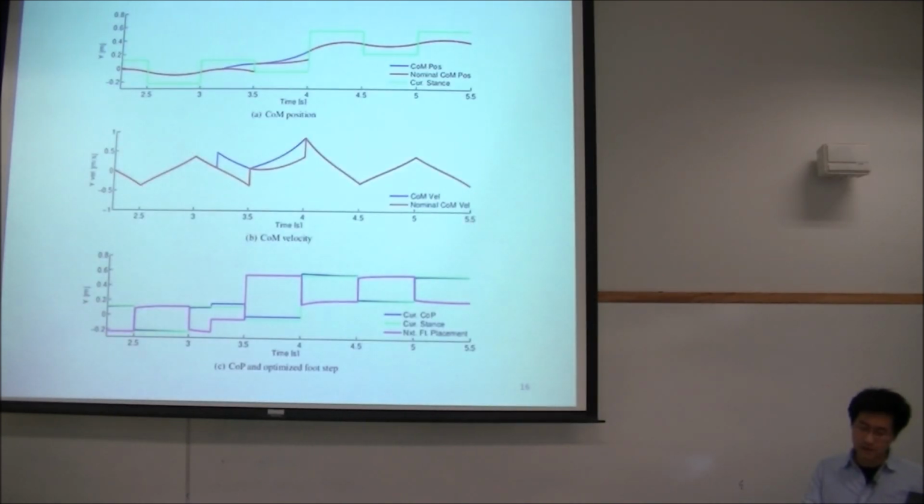So here's a simulated MATLAB example. The top row is the center of mass position. This is the velocity. This is the actual center of pressure trajectory, the swing foot, the actual foot placement, and the current stance foot. So here in the second plot, the center of mass velocity is perturbed by 0.2 meters per second, completely arbitrary.